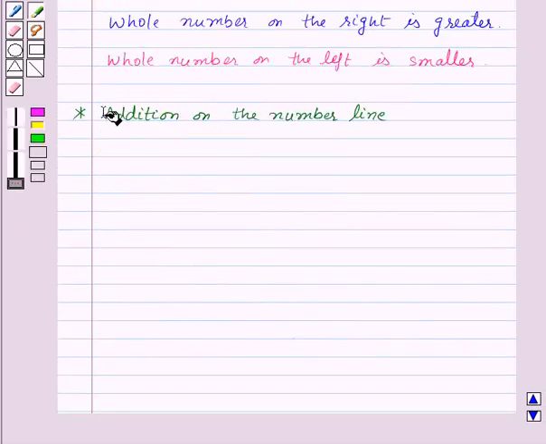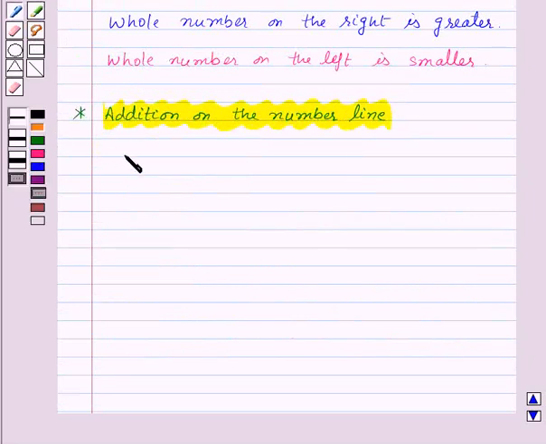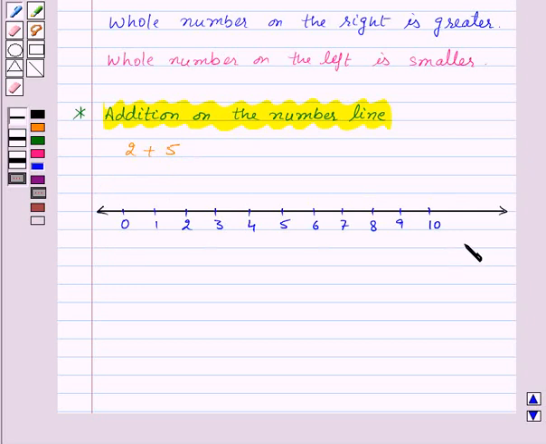Now, let's see how to add two whole numbers on the number line. Suppose we want to add 2 and 5. Now, first of all, let us draw the number line. So, here is the number line. Now, we want to add 2 and 5. So, first of all, we will start with 2. Here is the number 2.